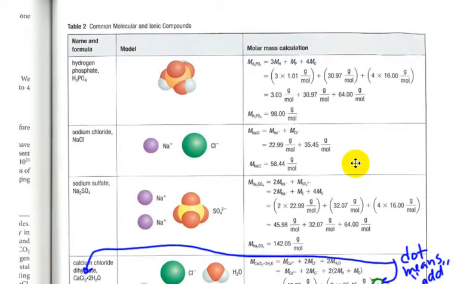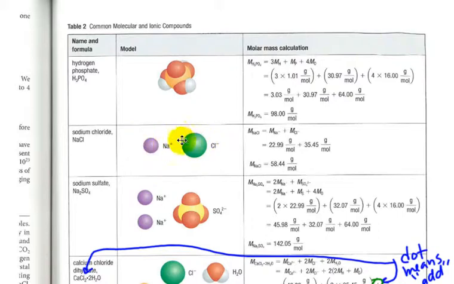So here are some examples. Phosphoric acid, hydrogen phosphate, 3 hydrogens plus 1 phosphorus plus 4 oxygens, etc. add up to be 98.0 grams per mole. Now they have this fairly long-winded here. There's an easier way that you can do. You don't necessarily have to show the unit each time. They're showing the unit each time here. It looks like a lot. It looks difficult, but it really isn't.